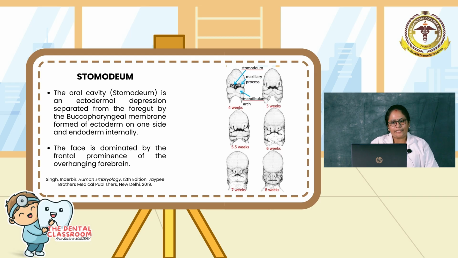As we have already seen, the stomodeum is the primitive oral cavity, which is a shallow depression between the developing forebrain and the developing heart. Initially it is separated from the developing gut by a thin membrane which is called the buccopharyngeal membrane. This plate consists of ectoderm on one side and endoderm on the other side. Eventually this buccopharyngeal membrane breaks and it allows a connection between the mouth and the foregut, which is the beginning of the development of the digestive tract.